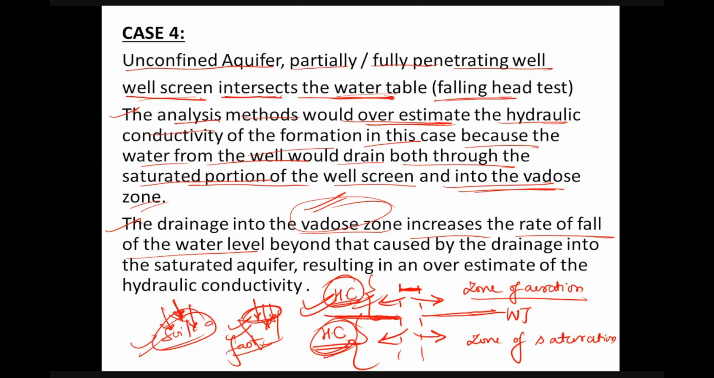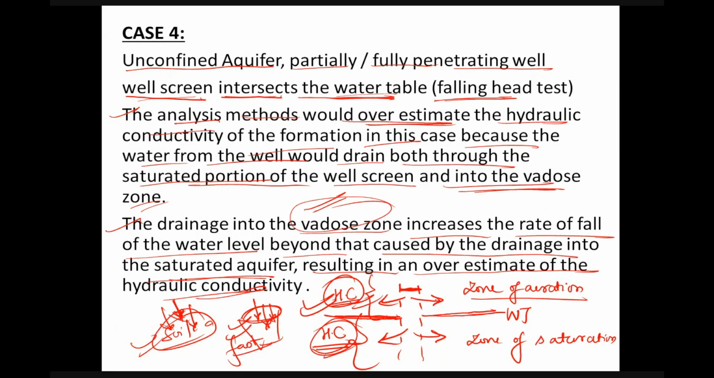So the hydraulic conductivity of this vadose zone will be higher. Beyond that, because of the drainage into the saturated zone, the pore spaces here are completely filled up with water, so they will not absorb water as quickly as the vadose zone could. So the hydraulic conductivity in the saturated zone is comparatively less than in the zone of aeration, resulting in an overestimate of the hydraulic conductivity.